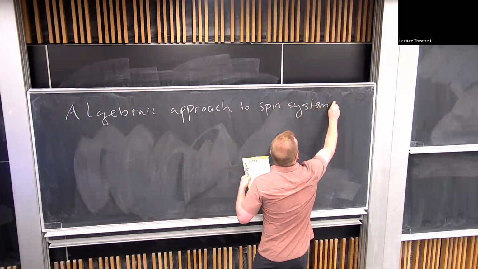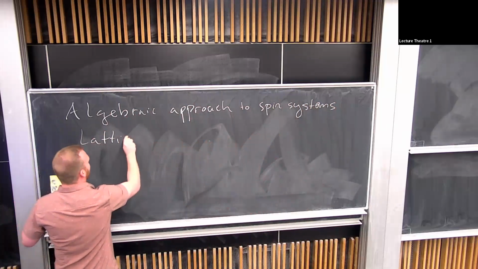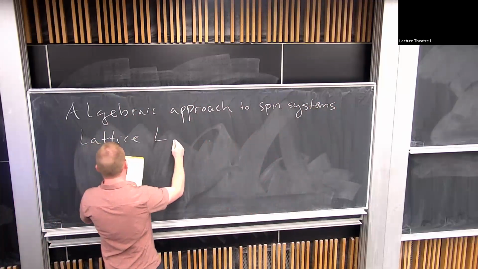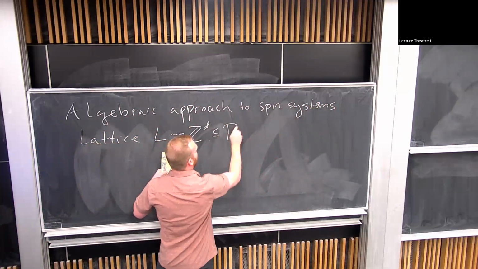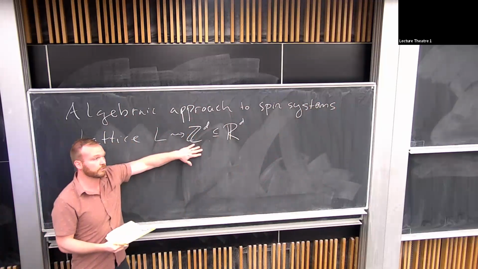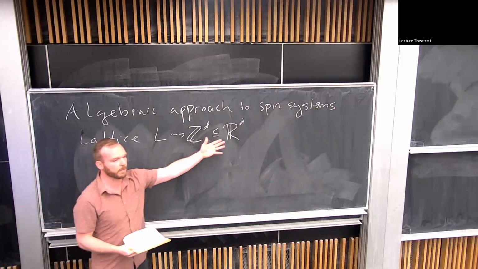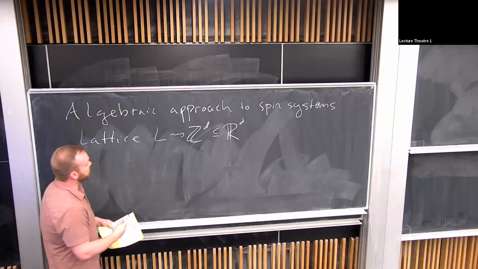So what is the algebraic approach to spin systems? Well, we start with the lattice. And lattices can actually, for me, be anything. But here I want you to think of something like Z^d inside R^d. I'm just thinking of this as a metric space. You can actually use any discrete metric space you want to. It doesn't even have to be embedded in R^d. But this discussion's easier if we're working with something more familiar.